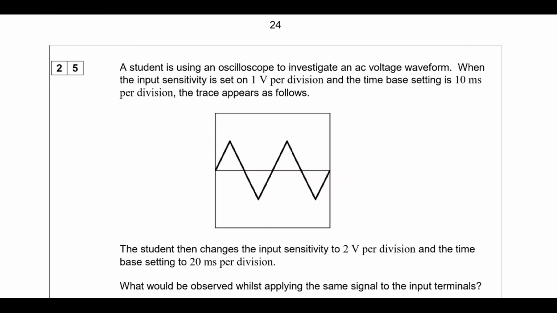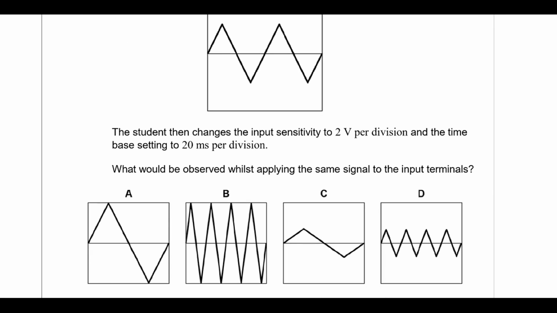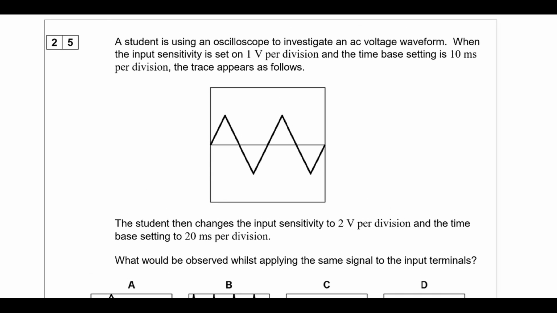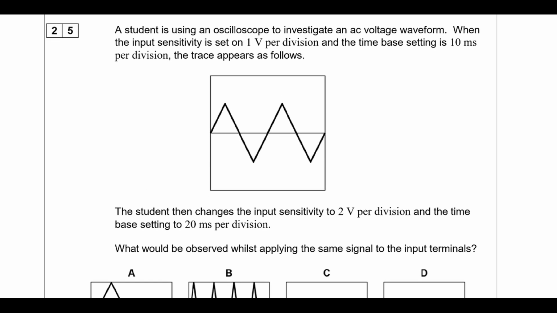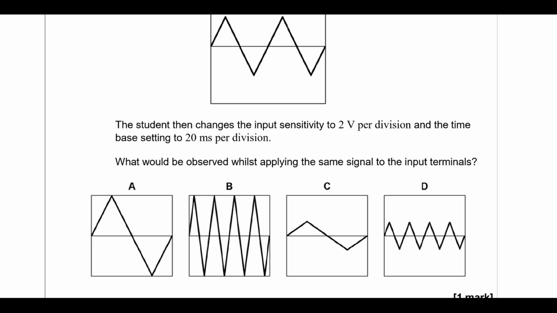Okay, so we're using an oscilloscope to measure an AC waveform, and we've got what looks like a sawtooth wave there, because you can see it looks kind of like teeth. When the input sensitivity is set on 1 volt per division, and the time base is on 10 milliseconds per division, we get this trace. And then the student changes the input sensitivity to 2 volts per division, and the time base to 20 milliseconds per division, which would be observed while applying the same signal to the input terminal.